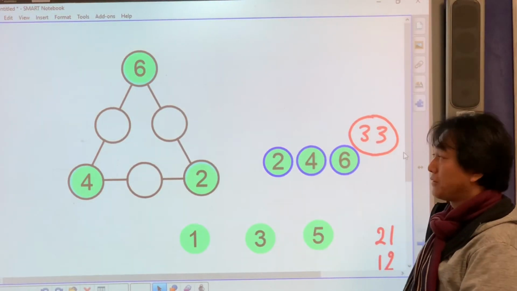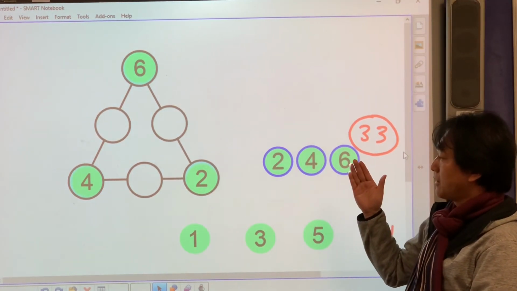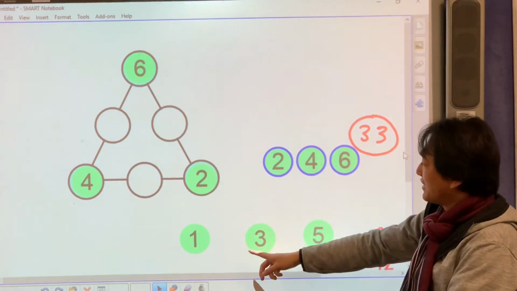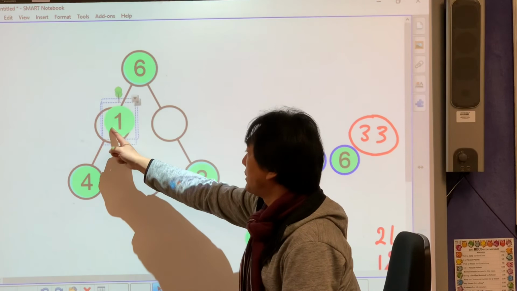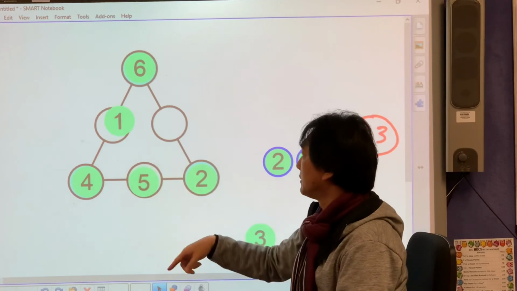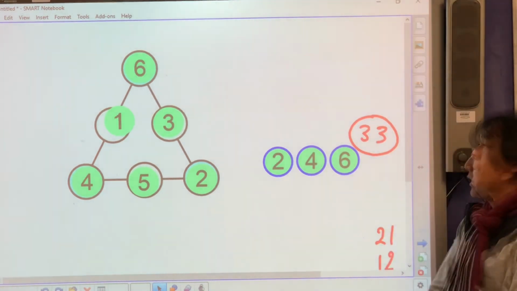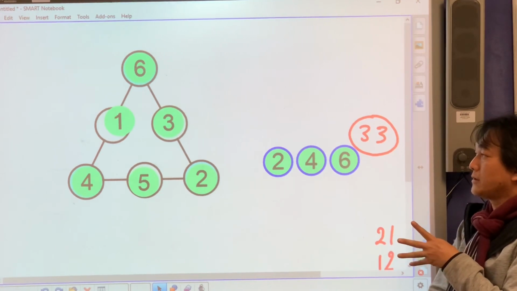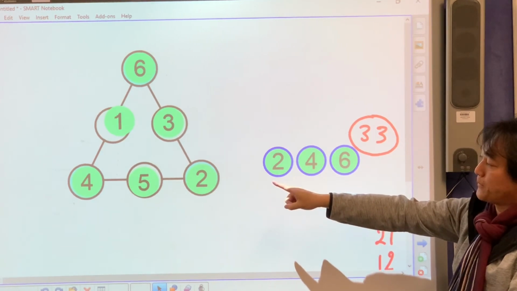Well, you're pretty clever, so I'm sure you have found another solution. 2, 4, and 6. Then I'm going to add 1, 3, 5 in each box or circle. So each line needs to be 11. So 6 plus 4 plus 1 is 11. 4 plus 2 is 6 plus 5 is 11. 6 plus 2 is 8 plus 3 is 11. We found 4 solutions.